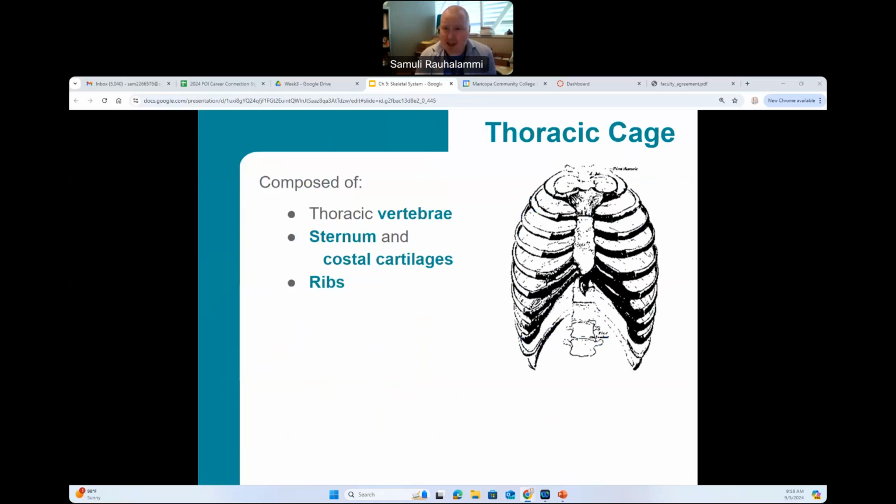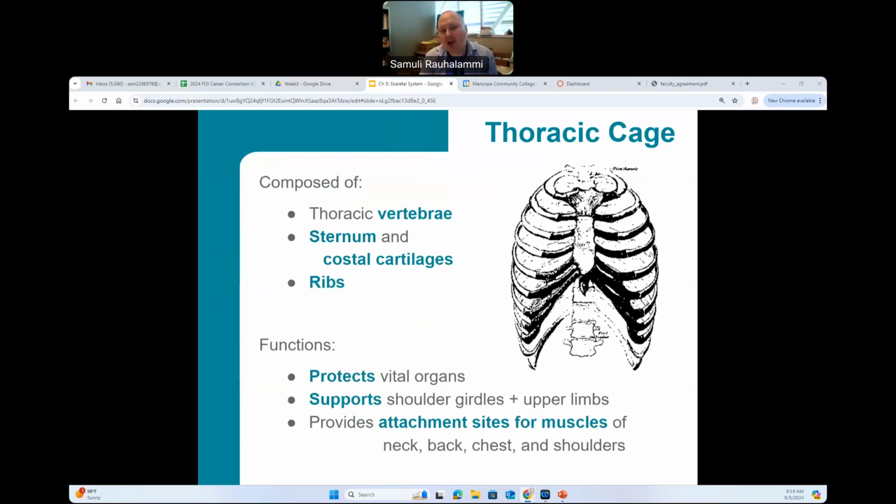In addition, we see ribs as the lateral borders of the thoracic cage. Even though it's not really a bony part, I do want to mention the costal cartilage that attaches the ribs and sternum together. This is not full-on bone. This is actually cartilage that serves this connection for us.